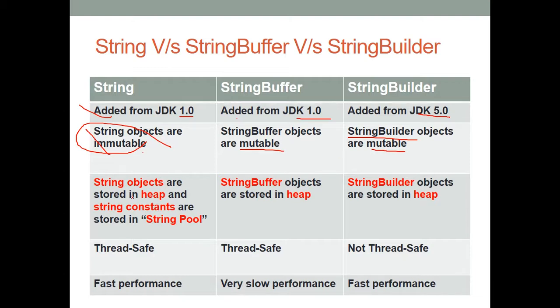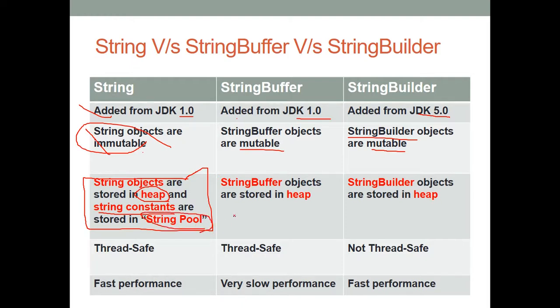Next, string objects are stored in the heap and string constants are stored in the string pool. It's a very basic difference, and we can say it is one of the main differences. String objects are stored in the heap area. It means if you normally create an object, it is stored in the heap area, but if you create the string like a literal, then it is stored in the string pool area.